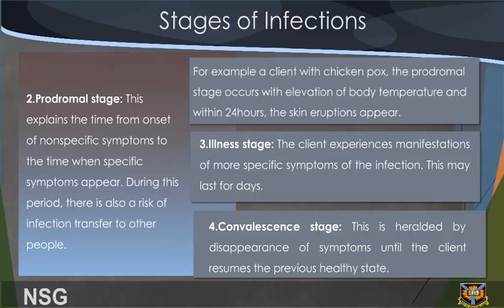2. Prodromal stage. This explains the time from onset of non-specific symptoms to the time when specific symptoms appear. During this period, there is also a risk of infection transfer to other people. For example, a client with chickenpox. The prodromal stage occurs with elevation of body temperature and within 24 hours, the skin eruptions appear.